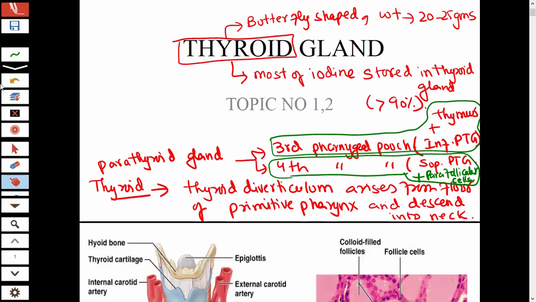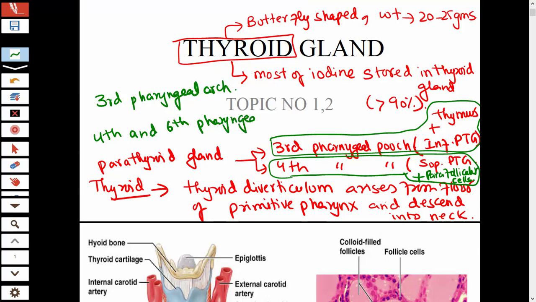One more important point you can add here is that there is a third pharyngeal arch, and there are the fourth and sixth pharyngeal arches. Please remember, the fourth and sixth pharyngeal arches are important in relation to the thyroid gland. Why is it important? Because from the fourth pharyngeal arch there is development of your cricothyroid muscle.